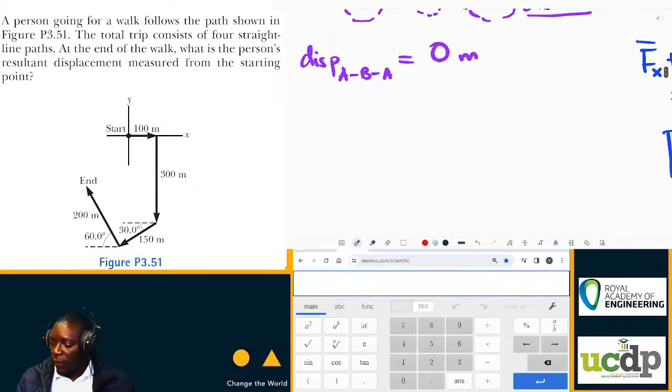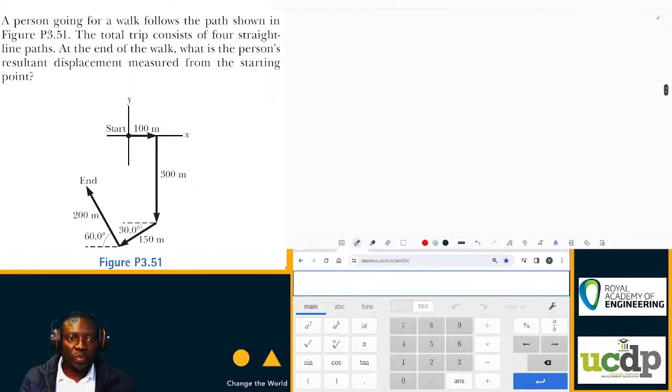So we have a person going for a walk and follows the path shown in Fig 3.51. The total trip consists of 4 straight line paths. At the end of the walk, what is the person's resultant displacement measured from the starting point?